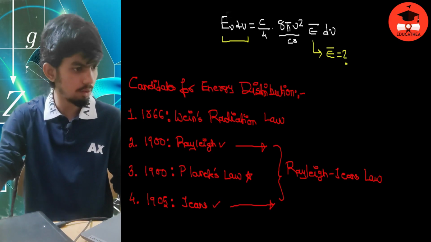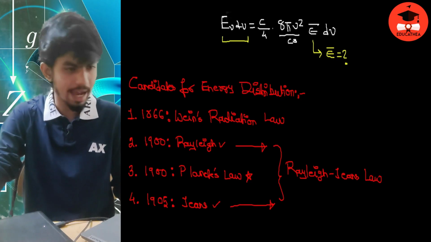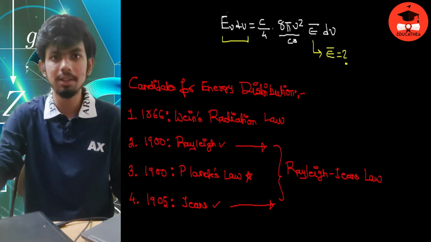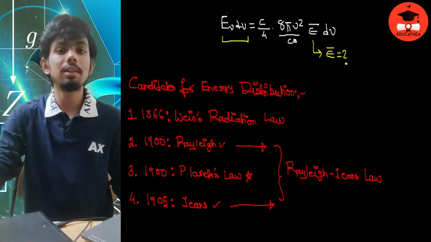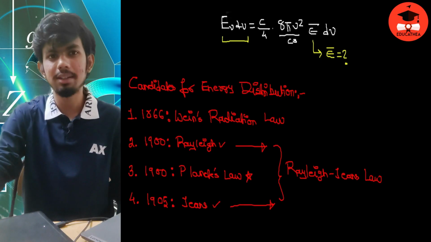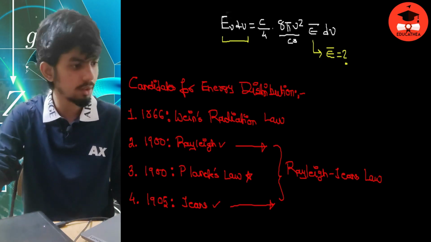But then the question is, why did people accept Jeans' law at all? Because we already had Planck's law in 1900. So why did people, after 5 years, accept a wrong law? Well, this brings us to a very important fact in science. It appears that there are prejudices in science too, especially in science communication.